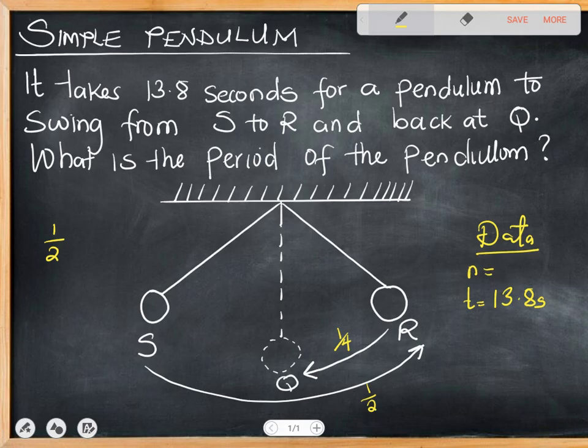So we need to add them together, which will give us 3 quarters. So this is the number of complete oscillations that we need. Beautiful, right? Let's now find the period. Yeah, we have everything.